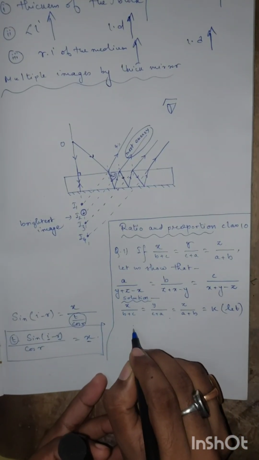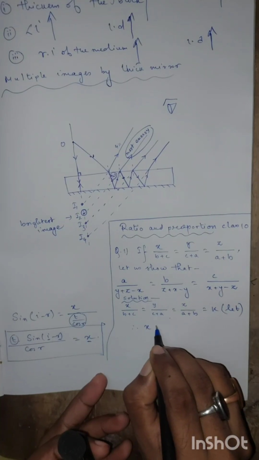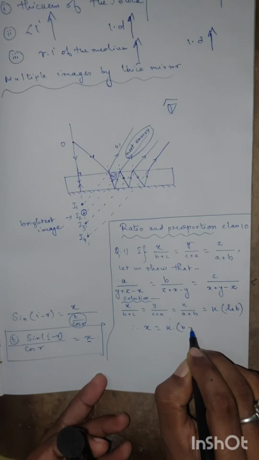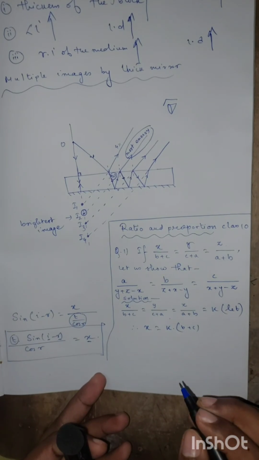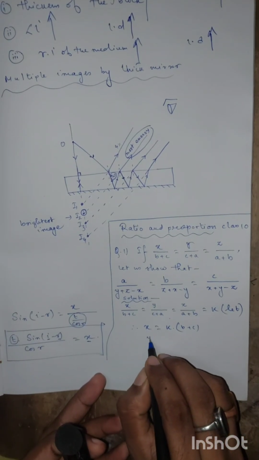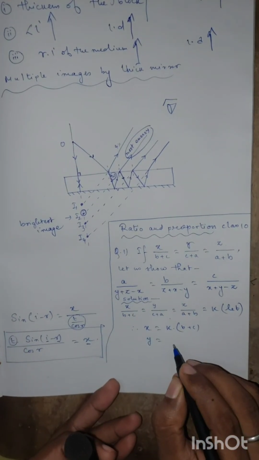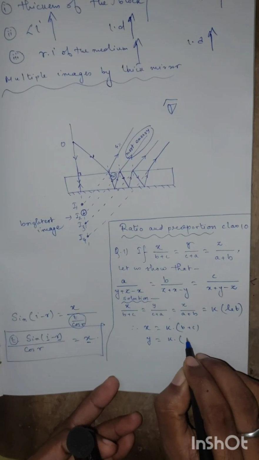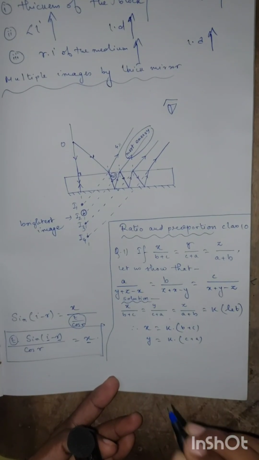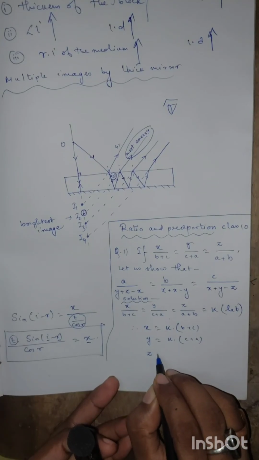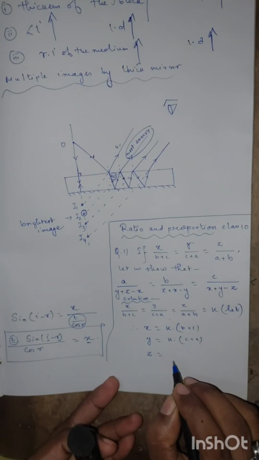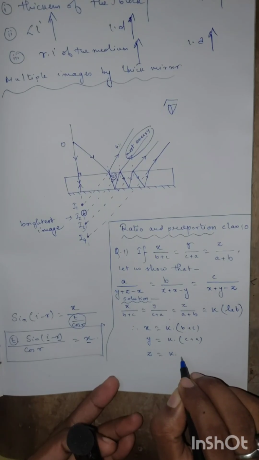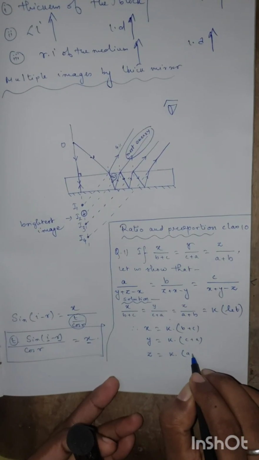Therefore we can write x equal to k into b plus c, y equal to k into c plus a, z equal to k into a plus b.